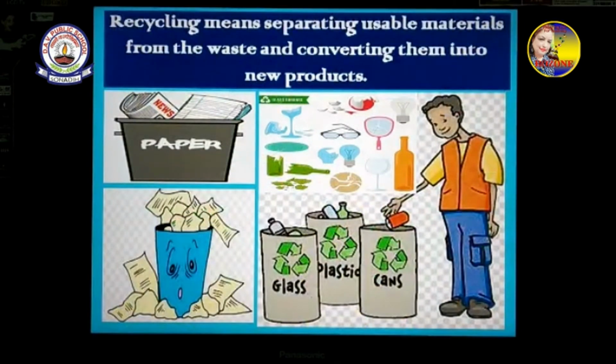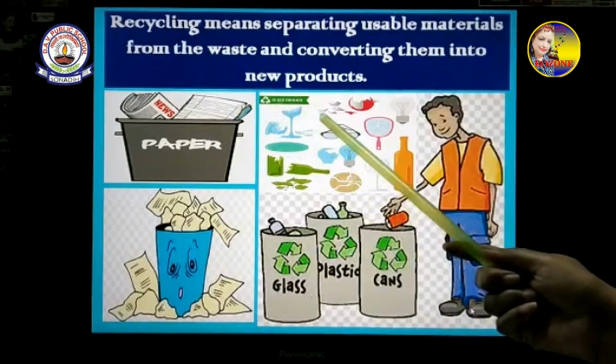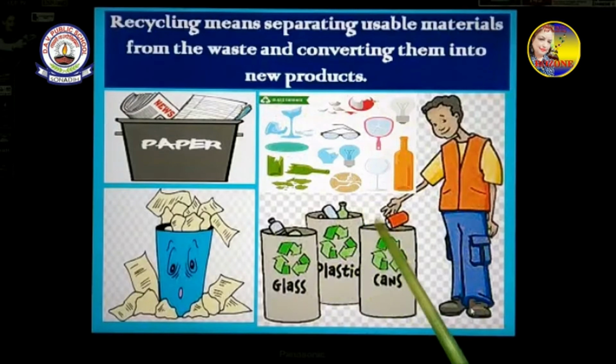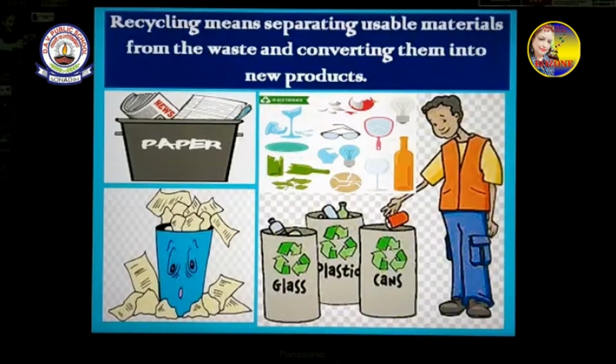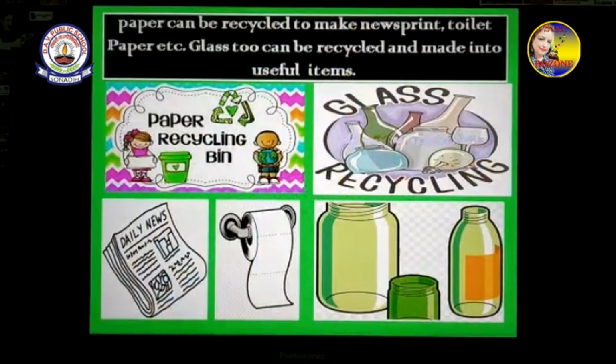Recycling means separating usable materials from the waste and converting them into new products. From the waste what we throw, all these recyclable items are collected. All these are recyclable items. They are collected and then they are made into some new products. Paper can be recycled to make newsprint, toilet paper, etc. Glass too can be recycled and made into useful items.